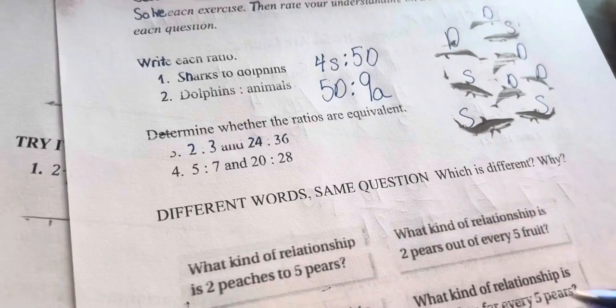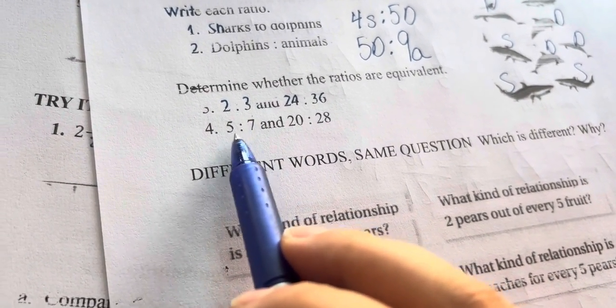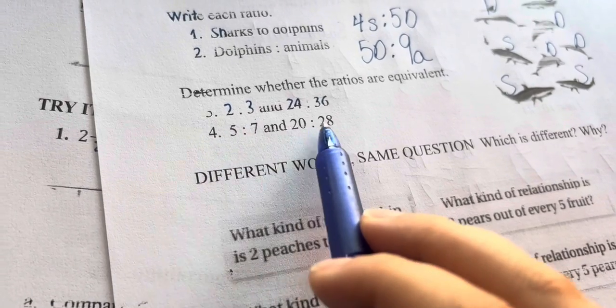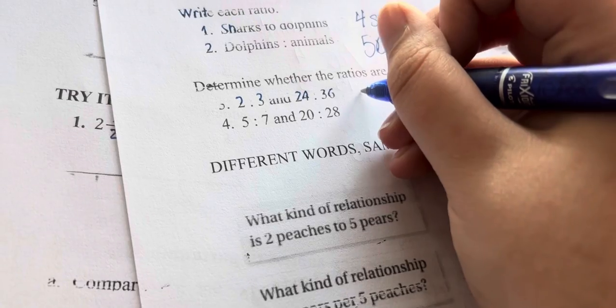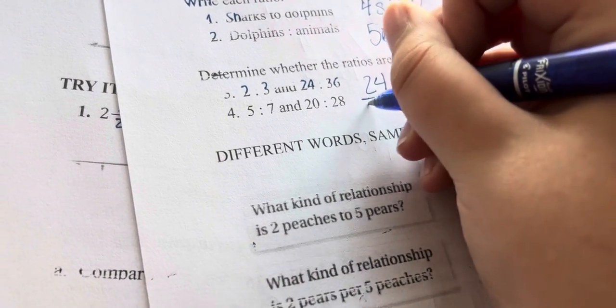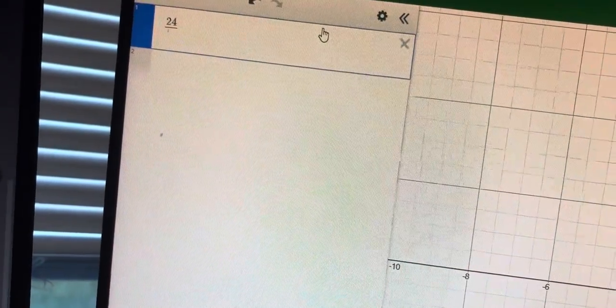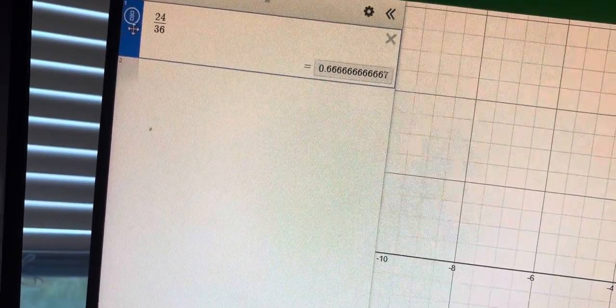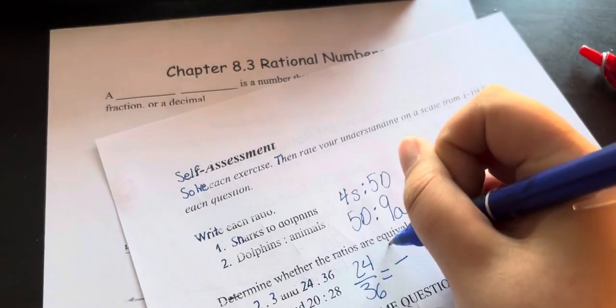Determine whether the ratios are equivalent. Now, I'm going to take a look at these two, and I know for a fact that those are both simplified already. These are bigger numbers, so they might be able to simplify into something else. So let's write down 24 over 36 and see if that simplifies into something smaller. Let's type in 24 over 36. Hit the button. That gives me 2 over 3.